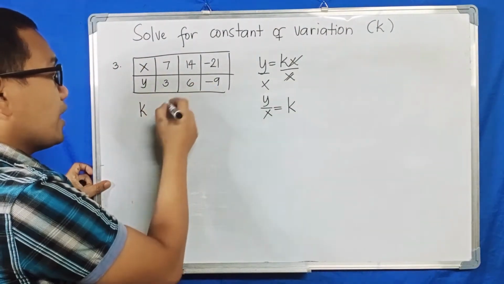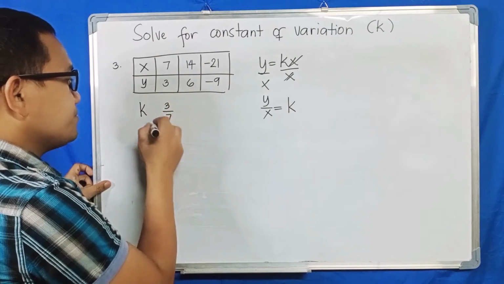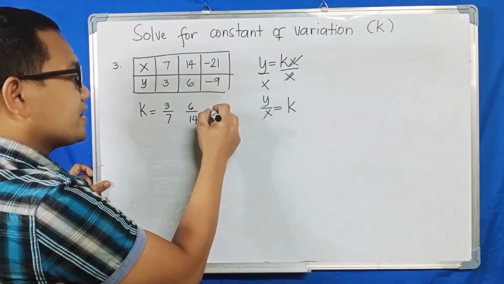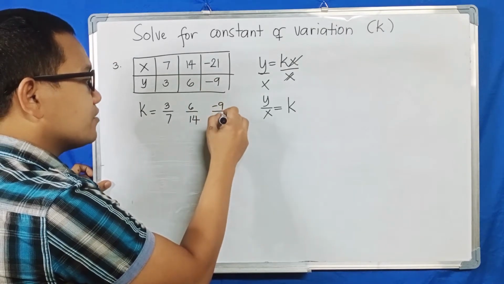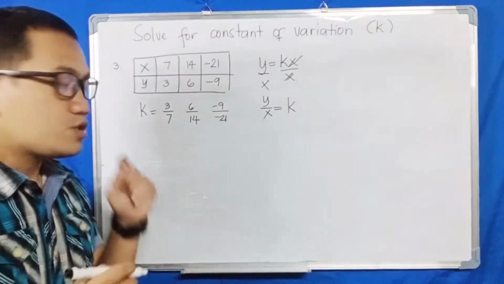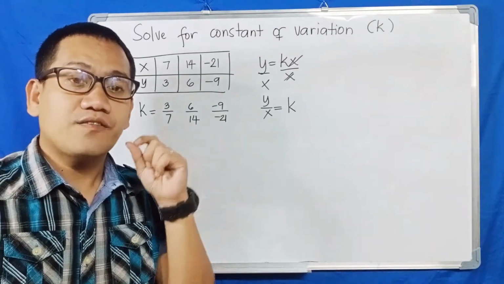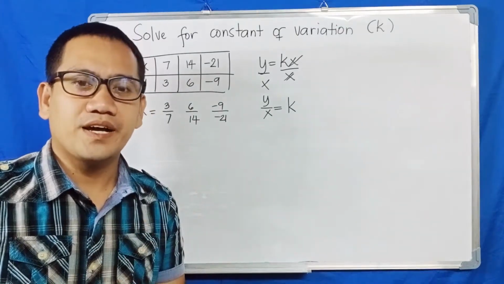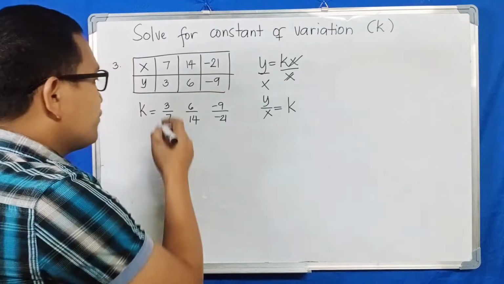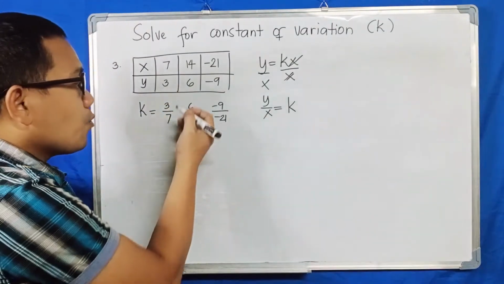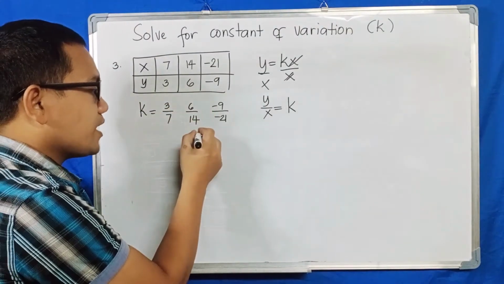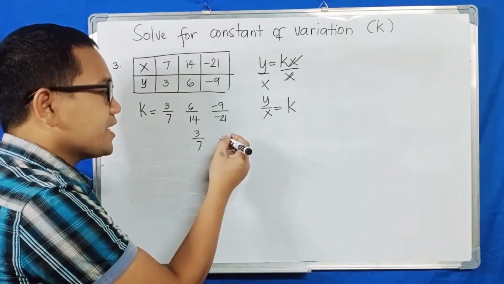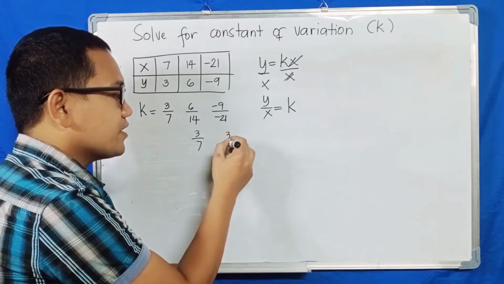So if we have the ratio y over x, determining our k can be done using y, which is 3 over 7, 6 over 14, and negative 9 over negative 21. So if we try to check if our ratio is considered to be equal, then let us simplify the given fractions. So 3/7 is the simplest form, while 6 over 14 can be written as 3/7, and negative 9 over negative 21 can be written as 3/7.